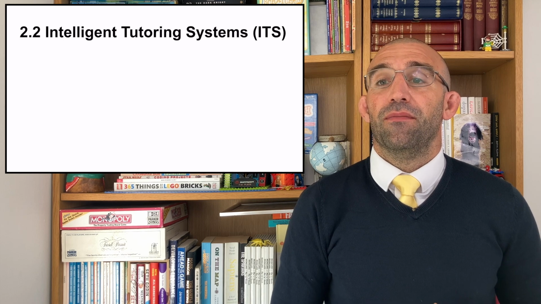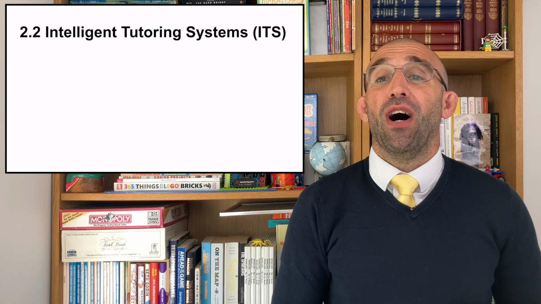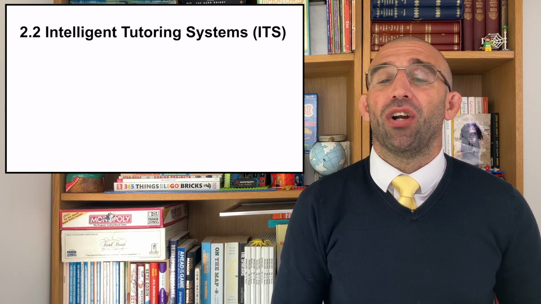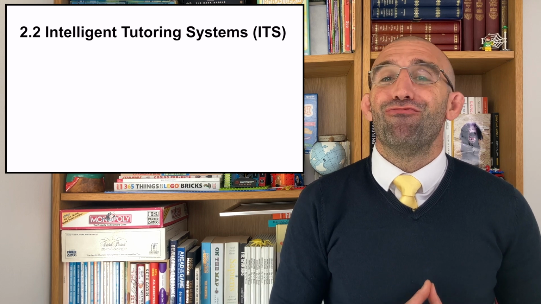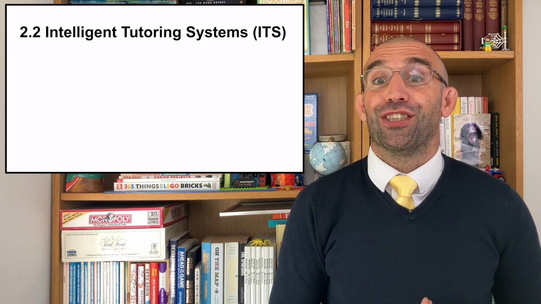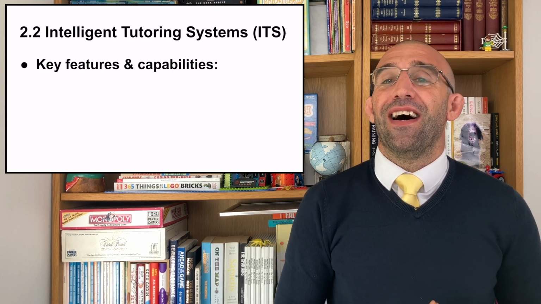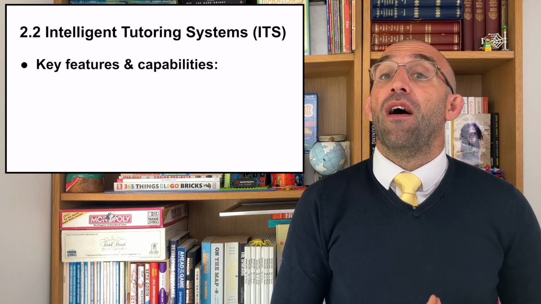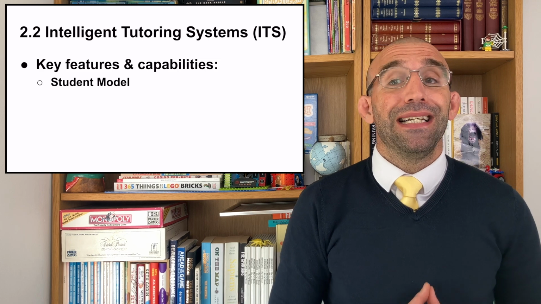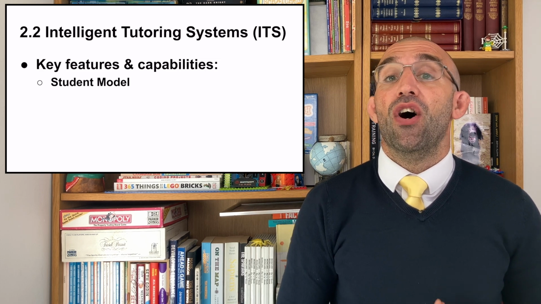Intelligent Tutor Systems, or ITS, are AI-powered software designed to provide one-on-one instruction and feedback to students, much like a human tutor. They aim to replicate the effectiveness of individualised human tutoring on a larger scale. The key features and capabilities within an ITS include a student model, where an ITS builds and maintains a model of the student's knowledge, misconceptions and learning progress.